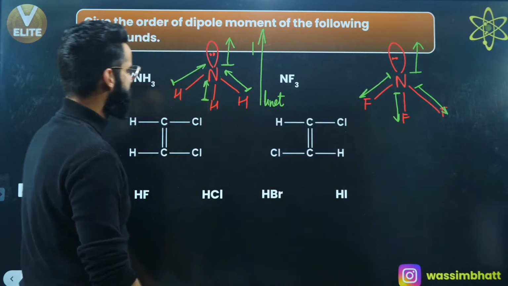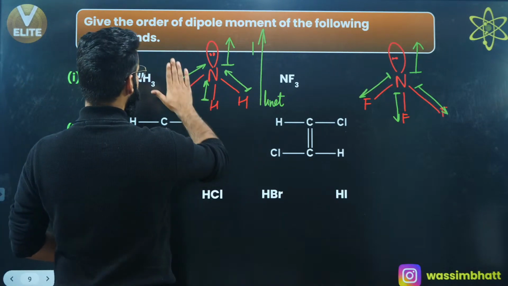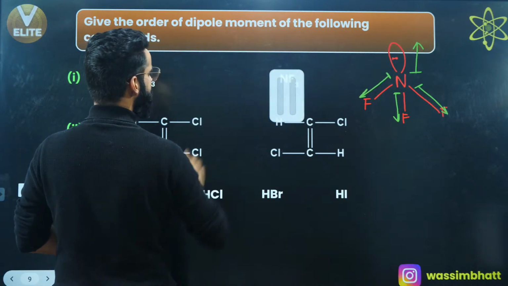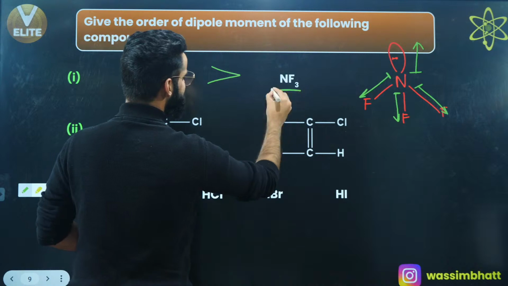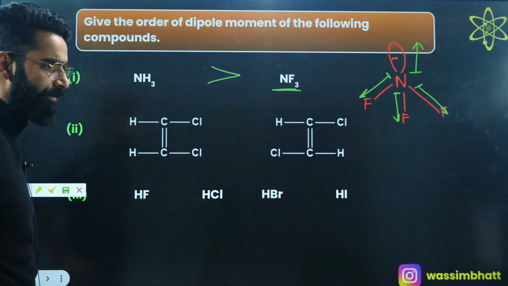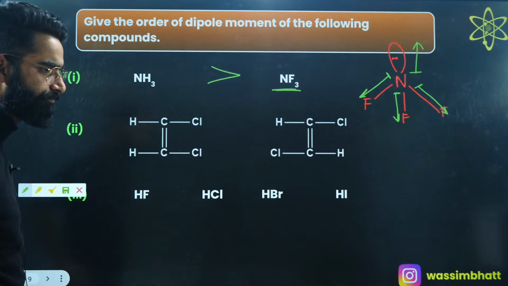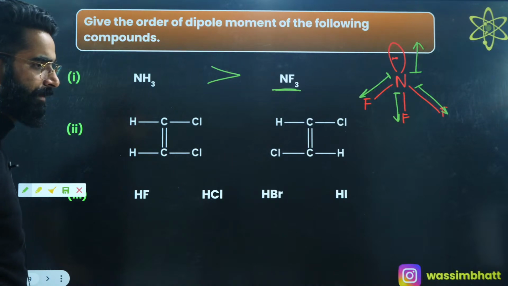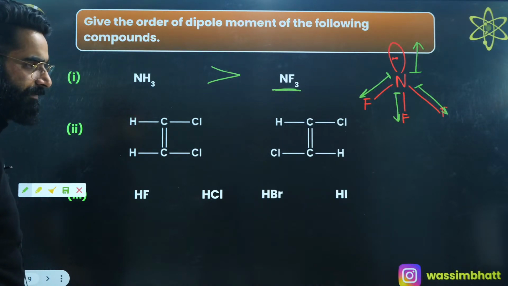So remember, in case of NF3, the net dipole moment is less than that of NH3, right? So NF3 has got less dipole moment than that of NH3. That means NH3 has got more dipole moment than that of NF3.